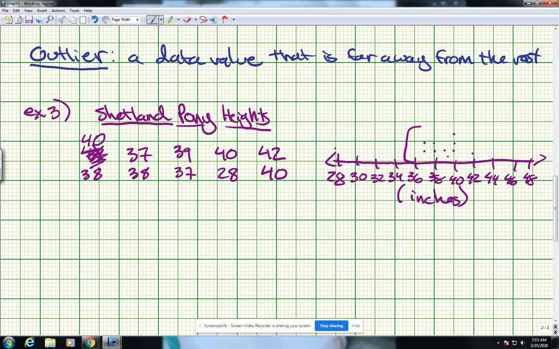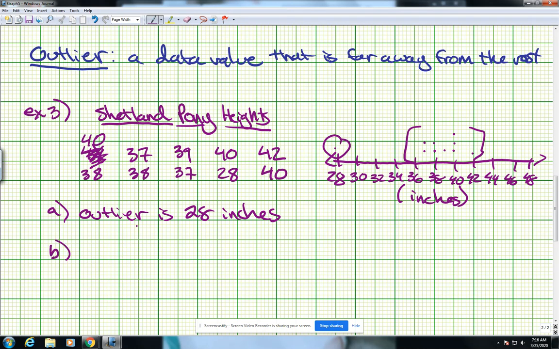All right, let's take a look at our dots. We see this nice cluster here. Lots of dots here. And then, oh, look at this guy. Whoop. That guy is all by himself. So if we look at our definition, a data value that is far away from the rest. So A says display and identify an outlier, excuse me. So we can say our outlier is 28 inches. That guy is far away from the rest, that's for sure.